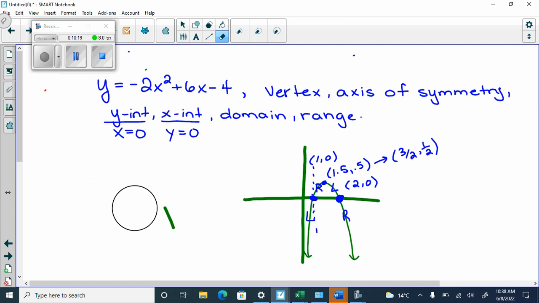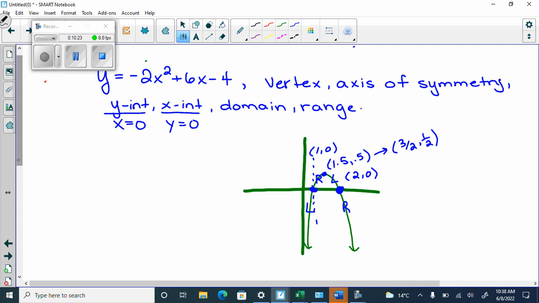Now, let's actually do the vertex algebraically. So if I want the vertex algebraically, I'm going to have to convert that to vertex form. So I'm going to have y equals, the negative 2 comes out of my first two terms. So I get square bracket, round bracket, x squared, negative, or 6 divided by negative 2 is negative 3, x plus blank, minus blank, square bracket, and then minus the 4 at the back.